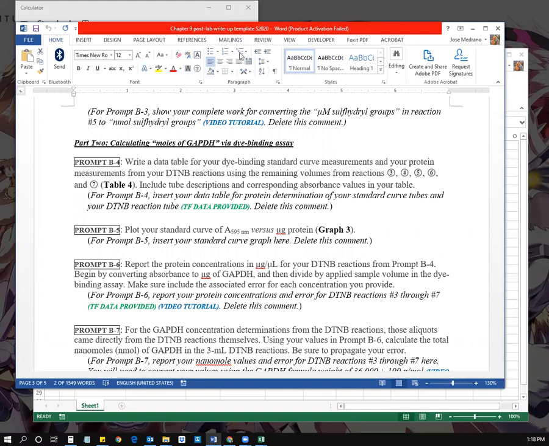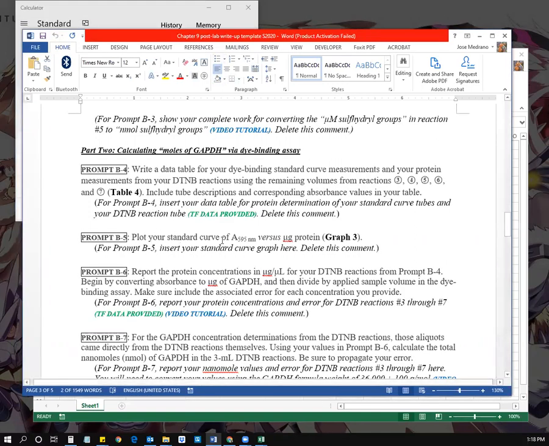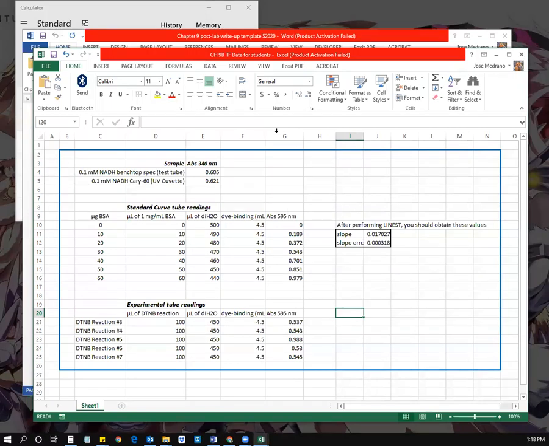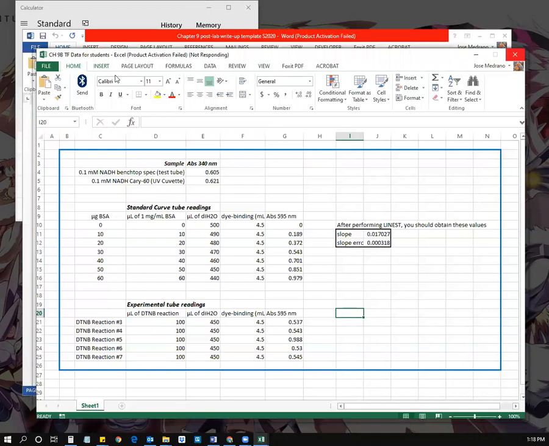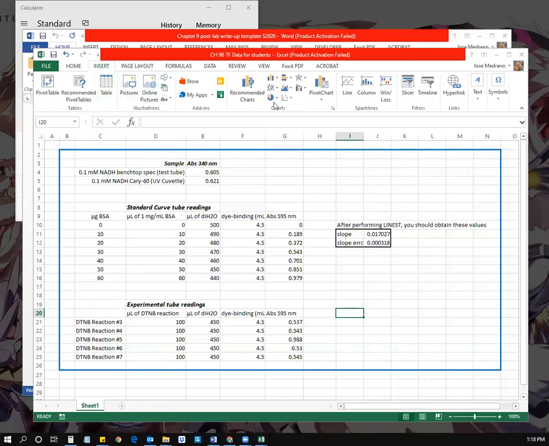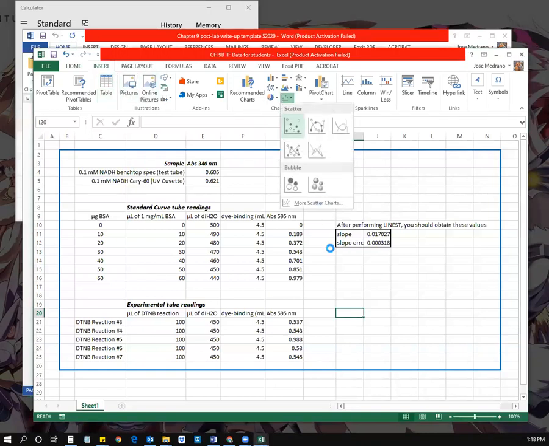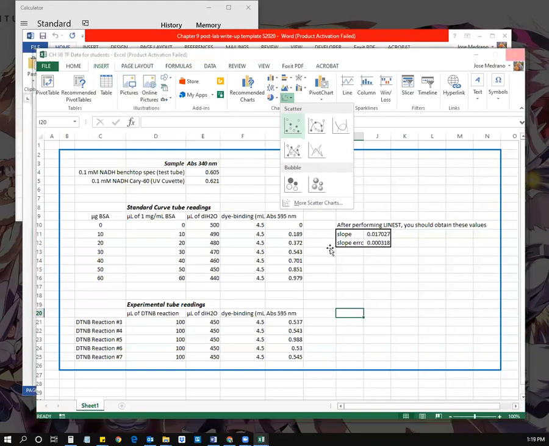For the next part, we want to plot a standard curve of your absorbance values versus the micrograms of protein. That's just going to be a very simple XY scatter plot, with no connecting lines whatsoever. We're going to insert that here in our Excel spreadsheet.